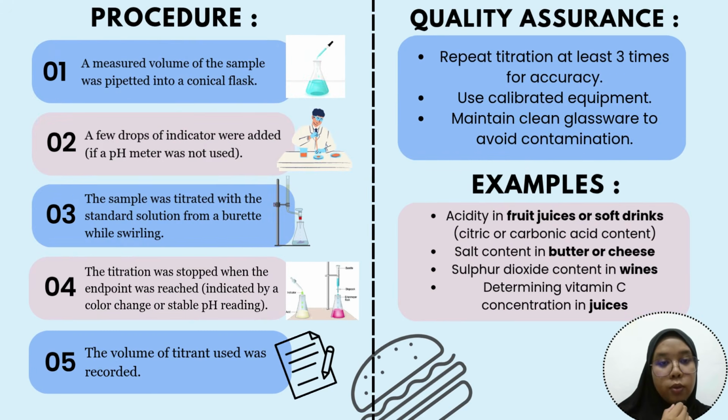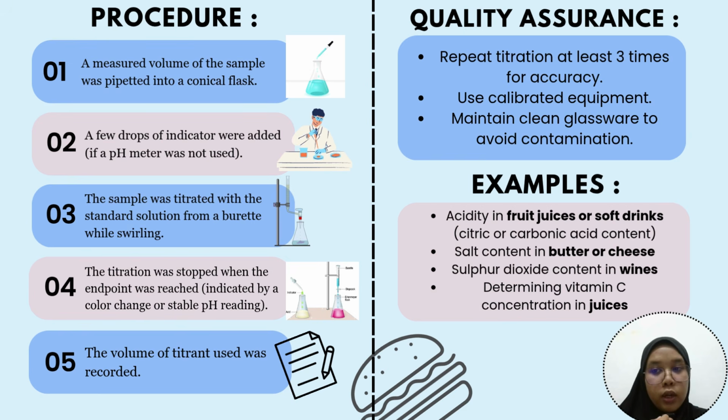The next part is the procedure of the titration experiment. A measured volume of the sample was pipetted into a conical flask. Then, a few drops of indicator were added, if a pH meter was not used. Next, the sample was titrated with the standard solution from a burette while swirling, and the titration was stopped when the endpoint was reached. This is indicated by a color change or a stable pH reading. Lastly, the volume of titrant used was recorded.